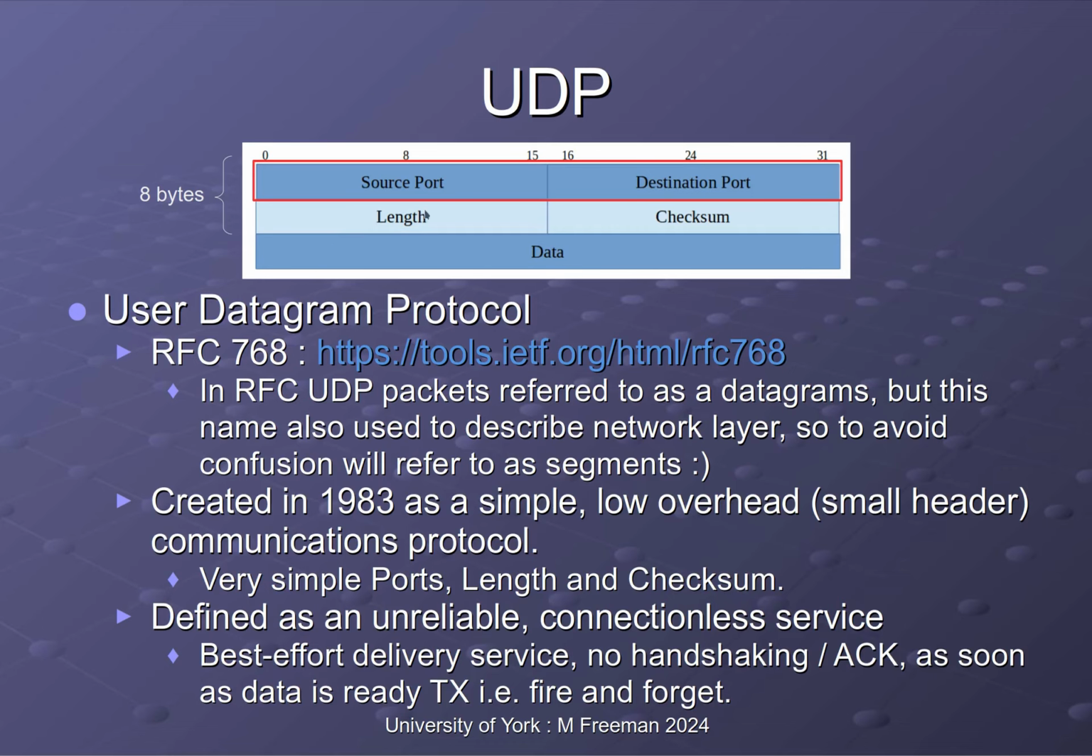In addition to that, you have a length field and a checksum. The length field is the number of bytes, including the header, so your header length plus your data length. And the checksum, we'll see that later, is a way of generating a number that allows you to check if there have been any bit flips, any corruption due to noise, etc. during the transmission of this packet.